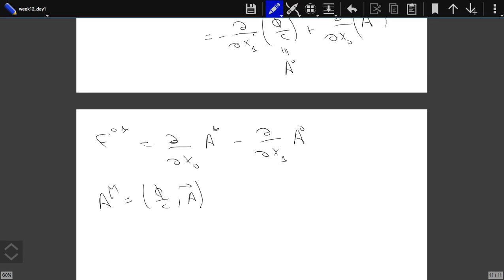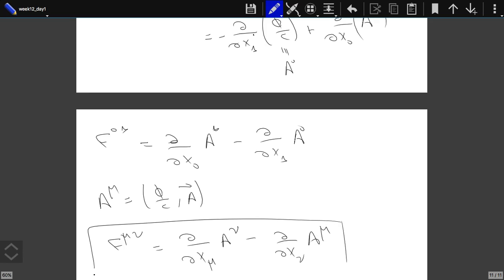Now the task is, what about the other ones? F_02, F_12, F_13, and we will actually show that F_μν, in terms of the potentials, is ∂/∂x^μ A_ν minus ∂/∂x^ν A_μ. In terms of the potential, it has such a nice, simple, symmetrical form.